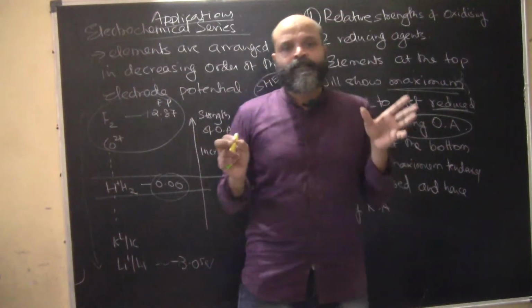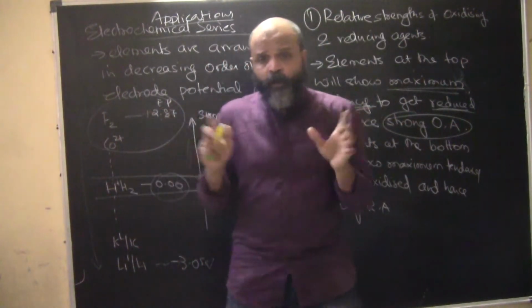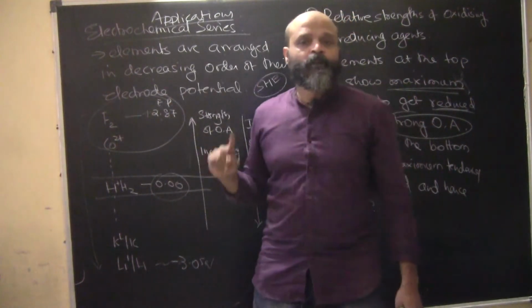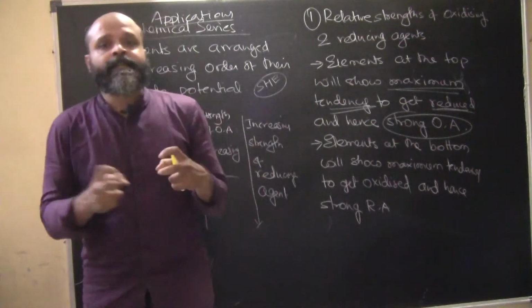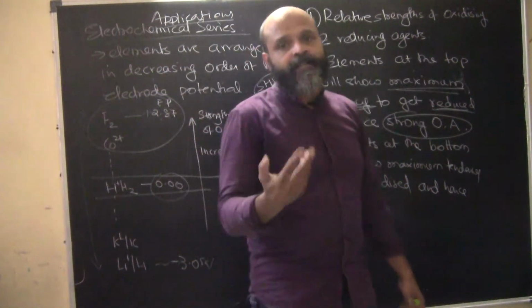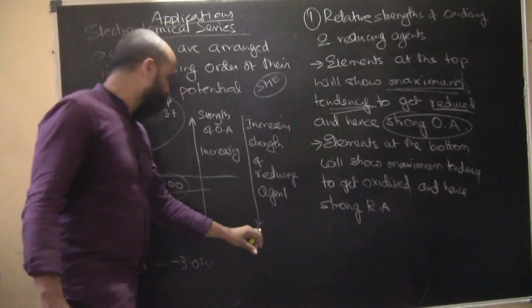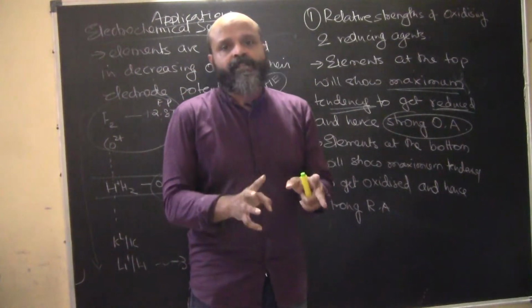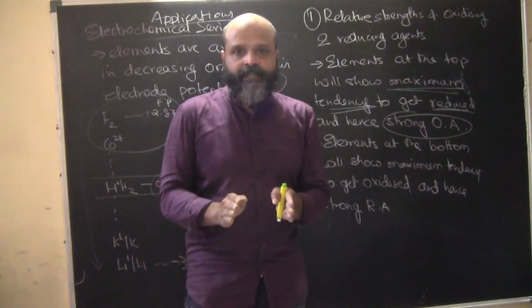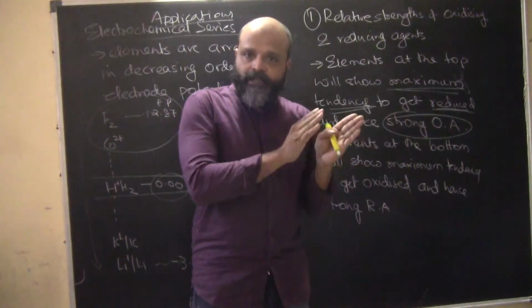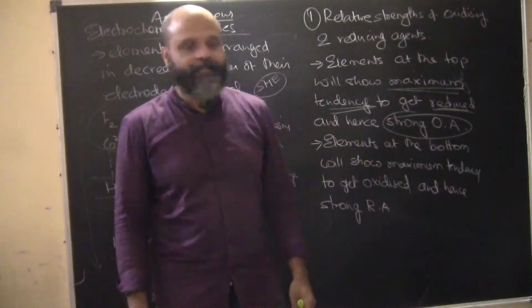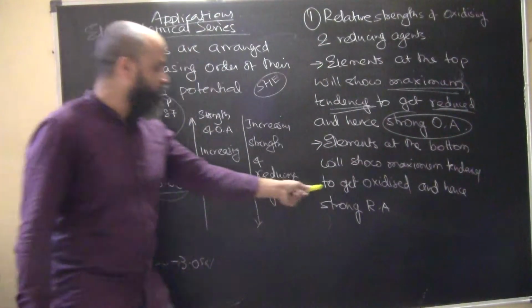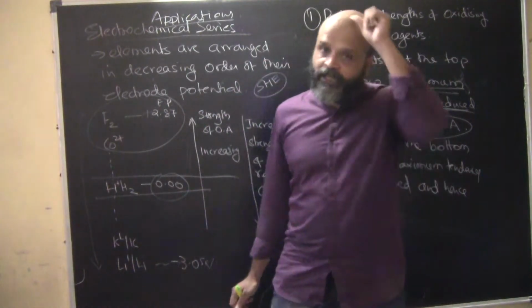Just as in zinc and copper, what we had seen is that zinc has a lower electrode potential than copper. Because of this, zinc is losing electrons. Why? Because it is a strong reducing agent. Why? Because it is undergoing oxidation. The one which undergoes oxidation is a reducing agent. The one which undergoes reduction is an oxidizing agent. So elements at the bottom will show maximum tendency to get oxidized and hence act as reducing agents.